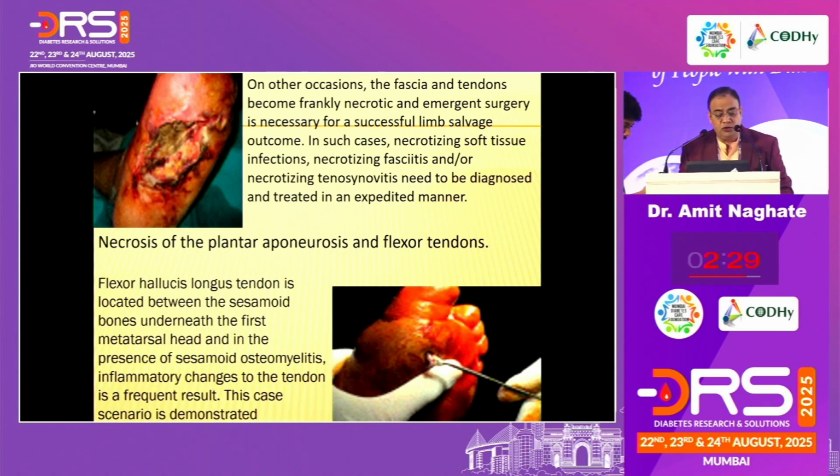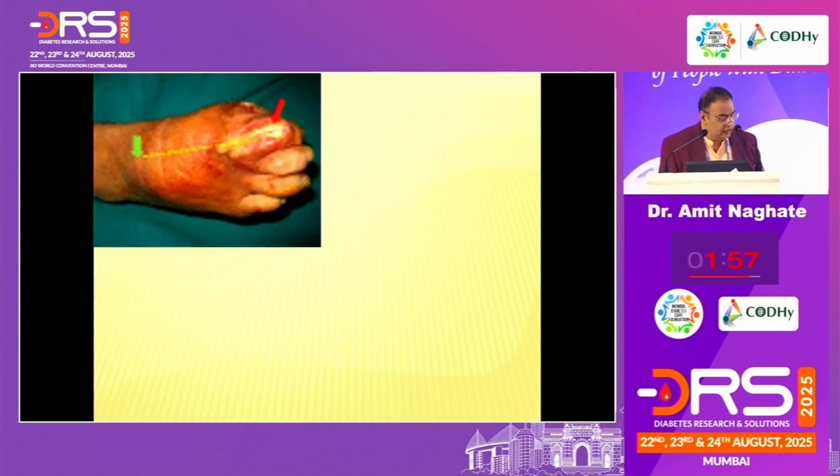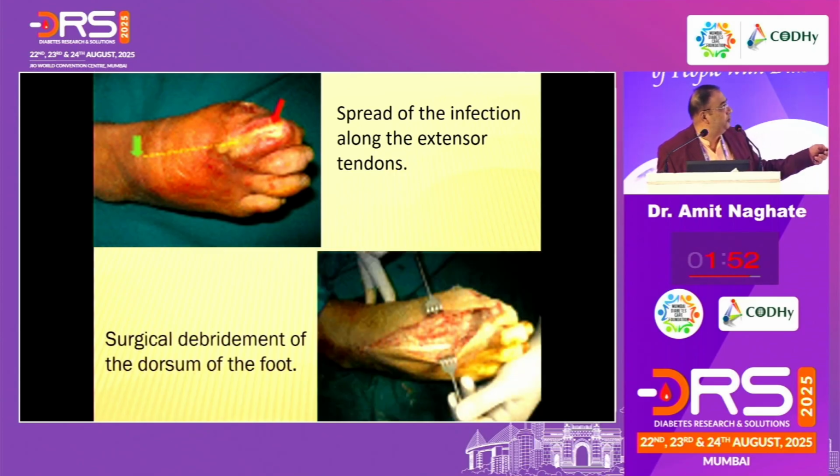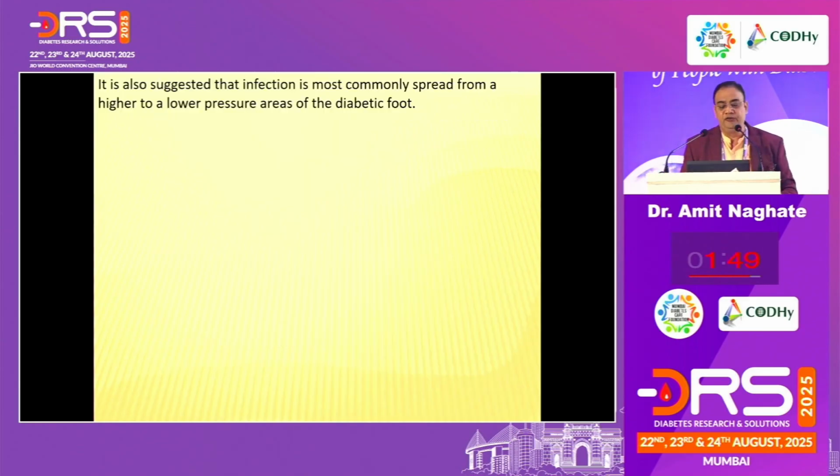This is where the flexor hallucis longus tendon lies. We can see that tendon is between the two sesamoid bones. So with osteomyelitis of the sesamoid bones or any inflammation of the sesamoid bones, this tendon is going to get infected. So an ulcer or infection of the first metatarsal head is going to go along the flexor hallucis longus tendon. You need to track the tendon and remove it so that the infection is prevented. This is another example where the extensor tendons have to be removed completely. The space has to be cleared completely so that we can prevent further complications.